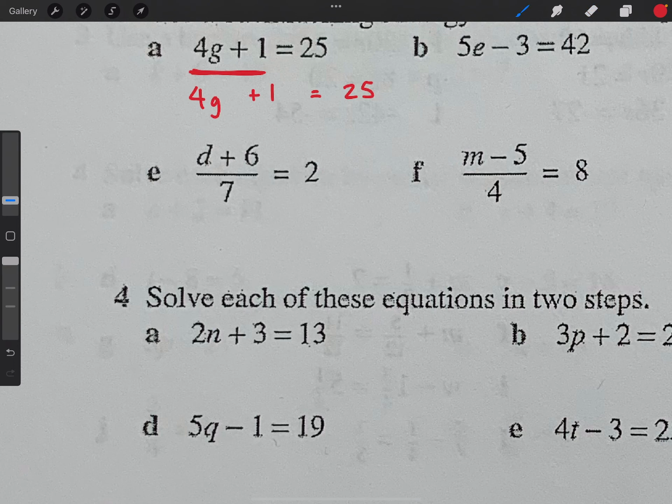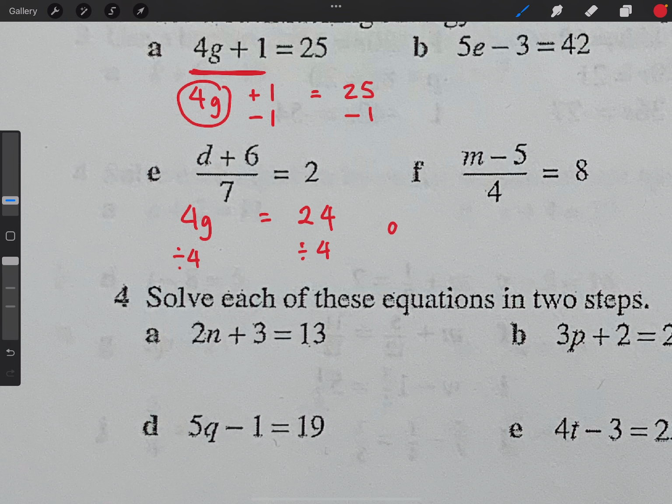So we're going to take away 1 from 25, and that will give us back the 4g. So we're going backwards. Before we added 1, you're going to get 24, because once you add 1, it's going to be 25. Now think, all right, I multiplied a number by 4 to get 24. So before I multiplied that by 4, what was the original number? So we just divide by 4.